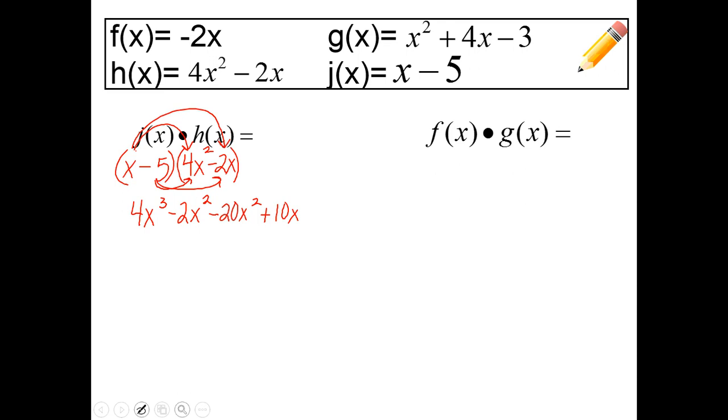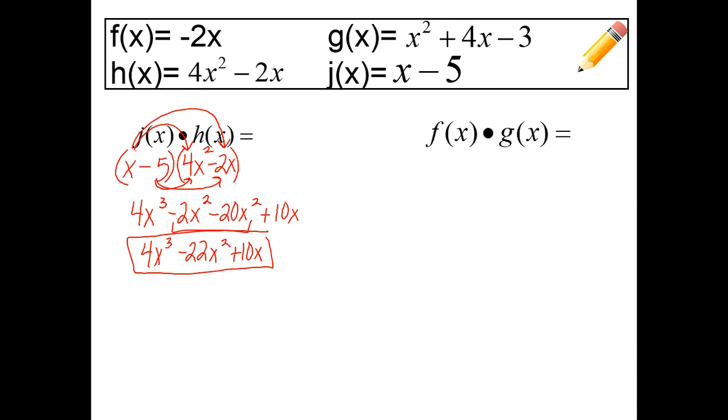So looking through my list of terms, let's see if we can combine anybody. These are both x squareds. So I'd have 4x to the third. He's the highest power, he comes first. Negative 2x squared minus 20 more would be negative 22x squared, and then plus 10x. So j of x times h of x gave me this new function.